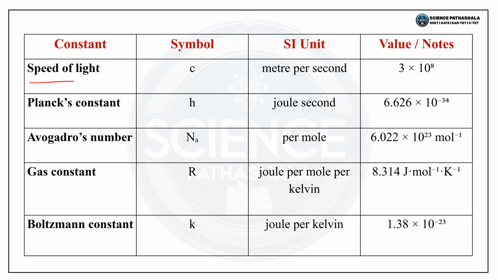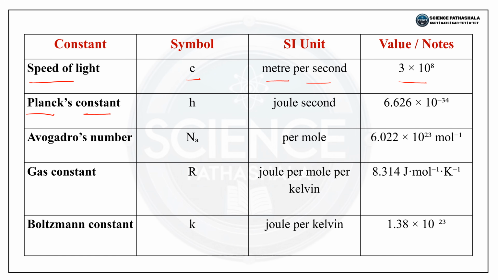The next is speed of light. Speed of light is the speed at which light travels in a vacuum, representing the ultimate speed limit in the universe. It is represented by the symbol small c. The SI unit is meter per second and the value is 3 into 10 raised to 8.